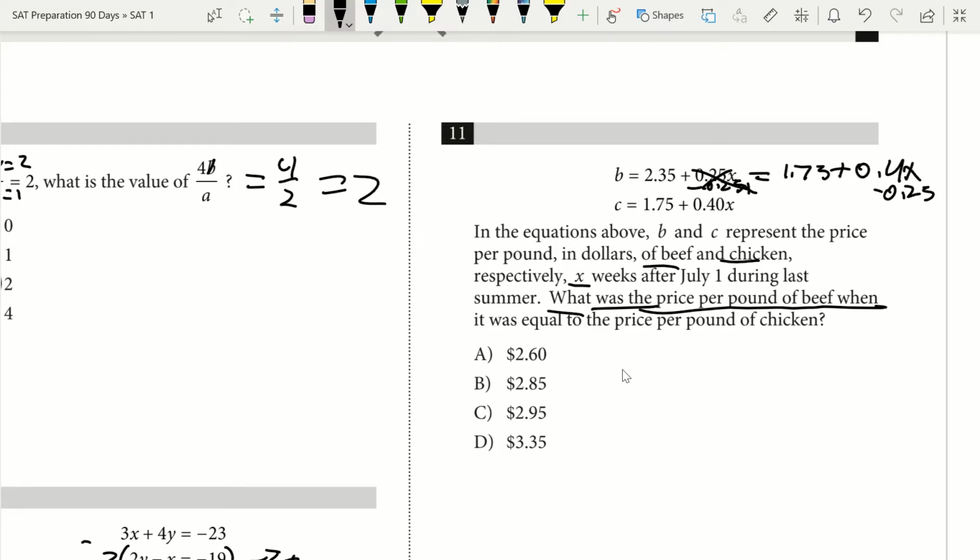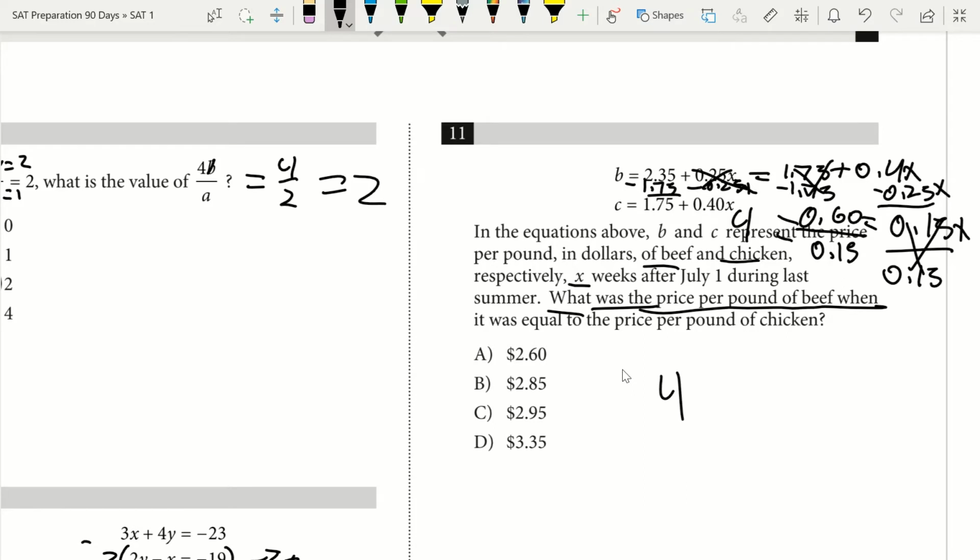I do that from both sides. 0.4x minus 0.25x leaves me with 0.15x. Now I'm going to subtract $1.75 from each side. 2.35 minus $1.75, that's going to leave me with 60 cents. So 0.60 is equal to 0.15x. Divide each side by 0.15. That's going to leave me with 4 as x. Okay, so x is 4.